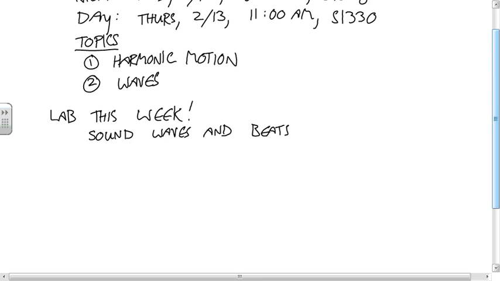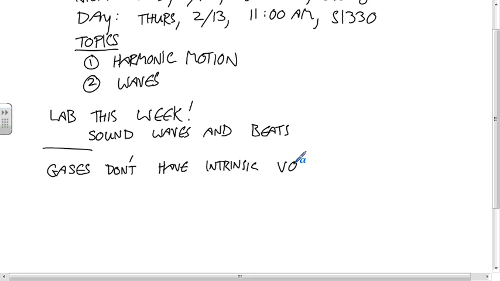And now we're going on to talking about gases. And again, the way we talked about liquids isn't going to work for gases because gases don't have an intrinsic volume. You could take a jar of a gas and open it in a room and it would expand to fill the room. So we need to change what we're talking about again.